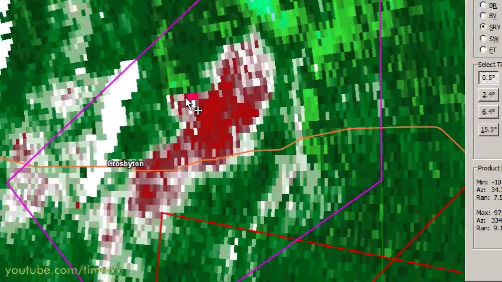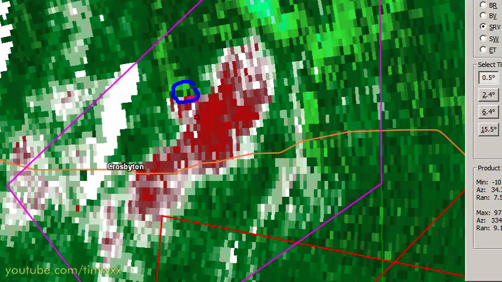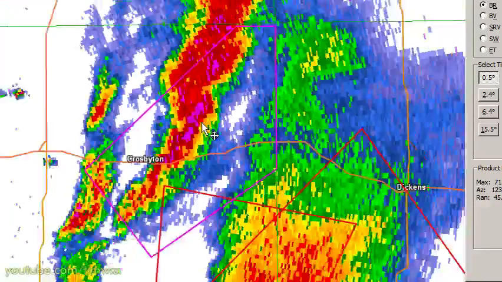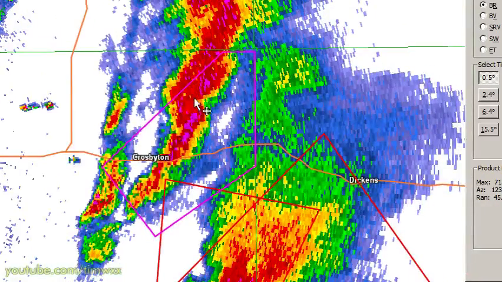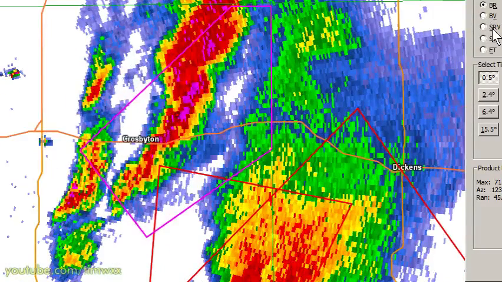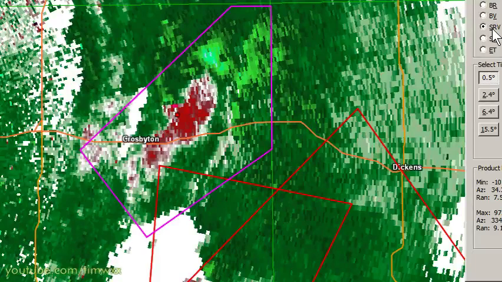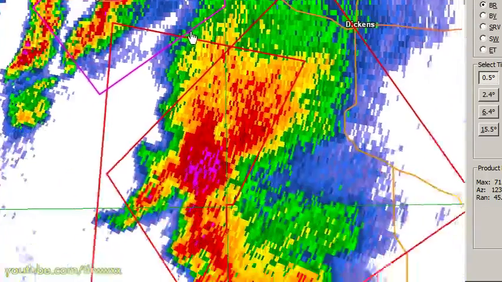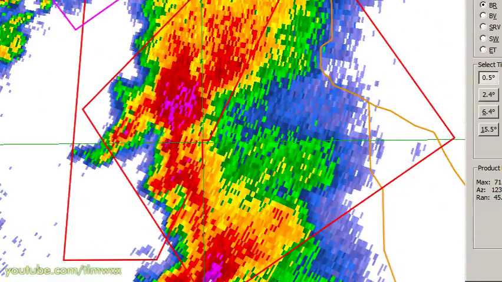And the very last frame has that little circulation, maybe up in this area, and it looks like it's starting to decay there. So anyway, that's what's going on with that. I think maybe the severe potential was probably gone down in that storm there. But let's check out some of these other storms further down the line.